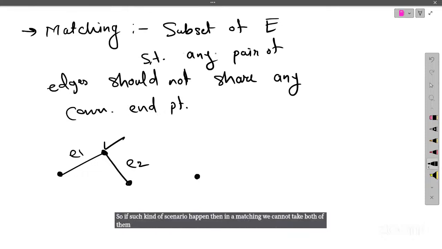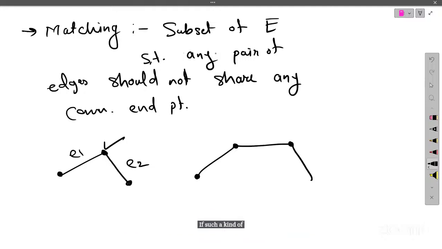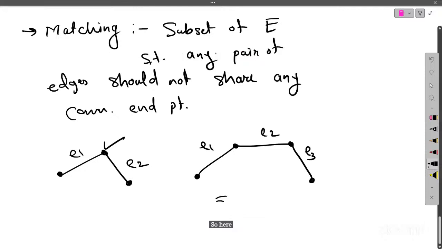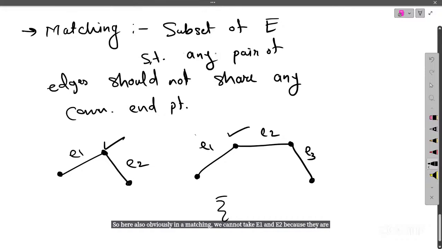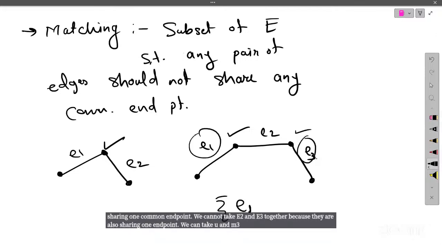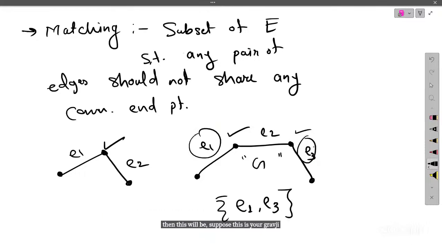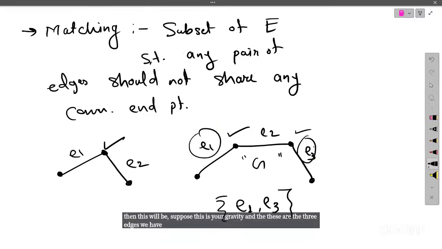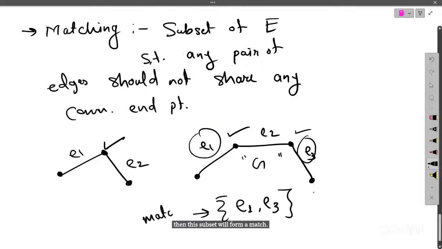But here, if such a thing is given, we have three edges, E1, E2, E3, right? Here also, obviously, in a matching, we cannot take E1 and E2 because they are sharing one common endpoint. We cannot take E2 and E3 together because they are also sharing one endpoint. We can take E1 and E3, right? So suppose this is your graph G, and these are the three edges we have, and if you form a subset of edges considering the edges E1 and E3, then this subset will form a matching.